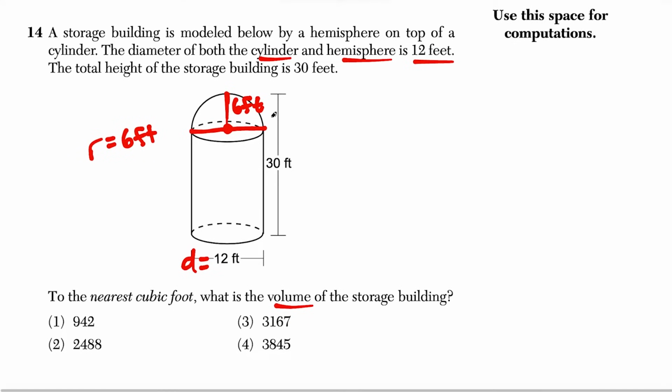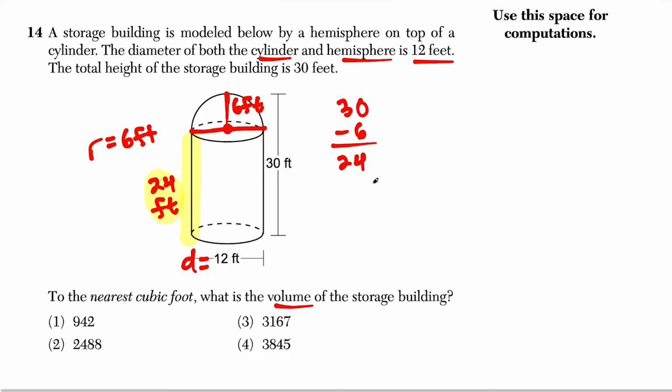So if the entire distance is 30 feet, we would do 30 minus 6 is 24, and that tells us that the height of the cylinder is 24 feet. Okay, so this is just for this part of the cylinder here. So this distance here is 24 feet.